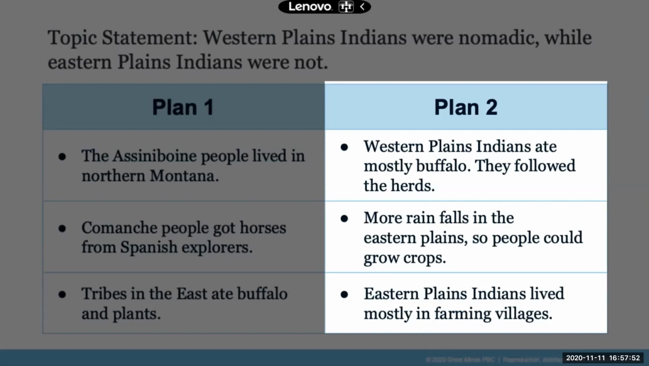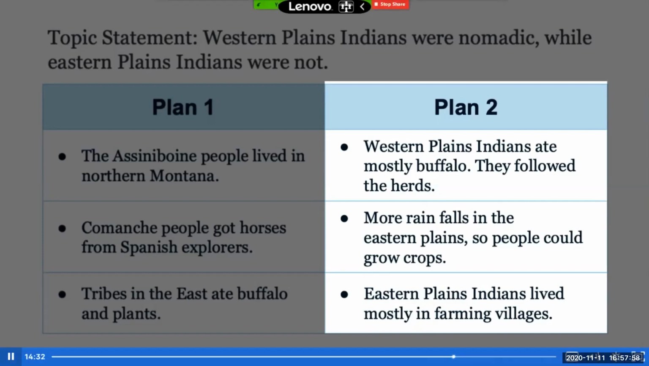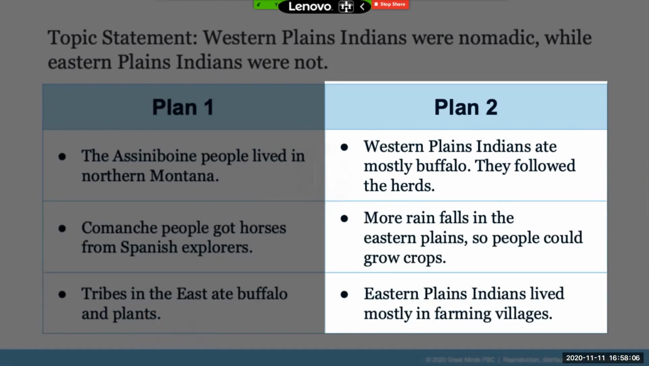Pause here to read those points out loud, and then just hit play when you're ready to continue. Okay, so Plan 2 says Western Plains Indians ate mostly buffalo. They followed the herd. More rain falls in the Eastern Plains, so people could grow crops. Eastern Plains Indians lived mostly in farming villages.